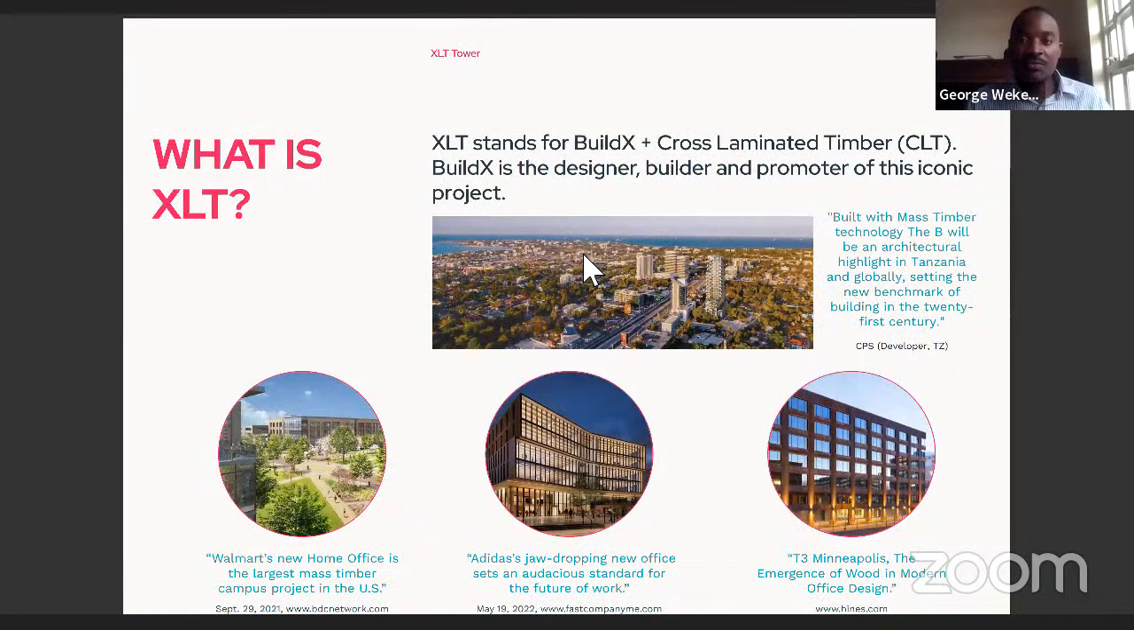And what XLT stands for, one we just played around with Build X and Cross Language, so let's kind of mix the two. As Felix mentioned before, we're not the first to do this in the East Africa region. The developers called CPS, who are already developing in Zanzibar, and we would want to always be in the same space and really take advantage of this opportunity to work as a team.